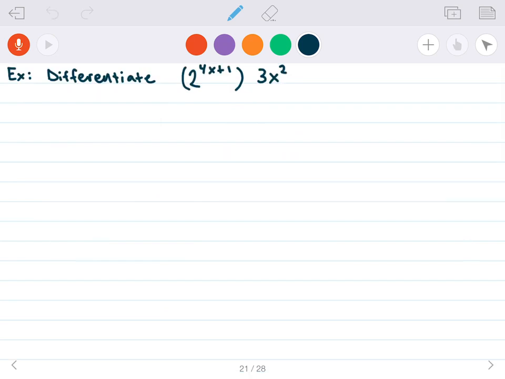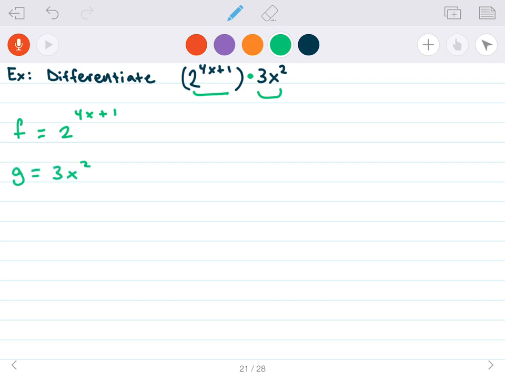Alright, looks like we have a product rule again, because I have a function times a function. So function 1, function 2. I'll say function 1 is 2 to the 4x plus 1. I'll say function 2 is 3x squared.